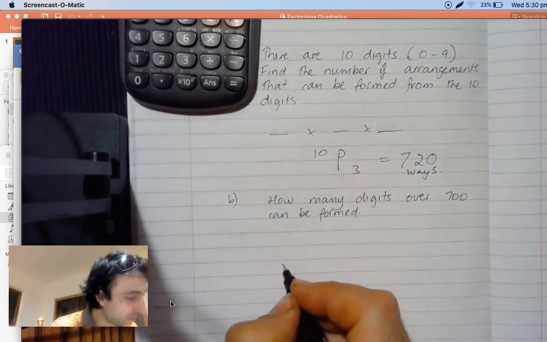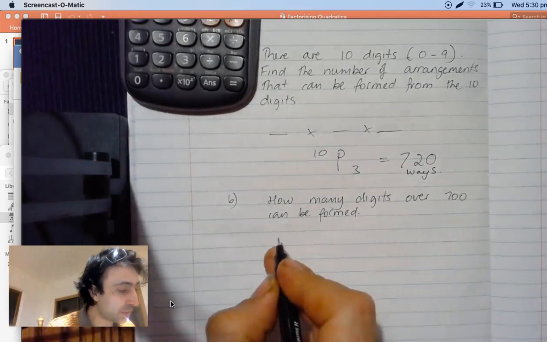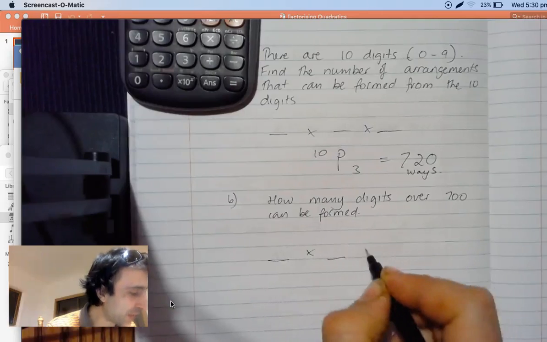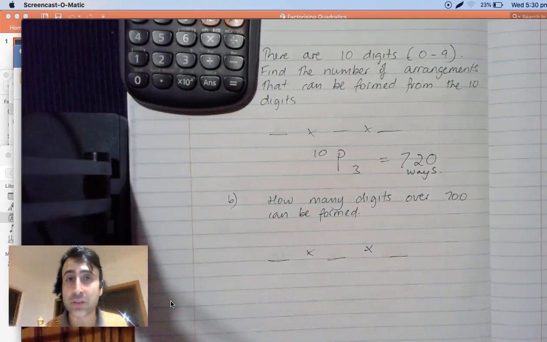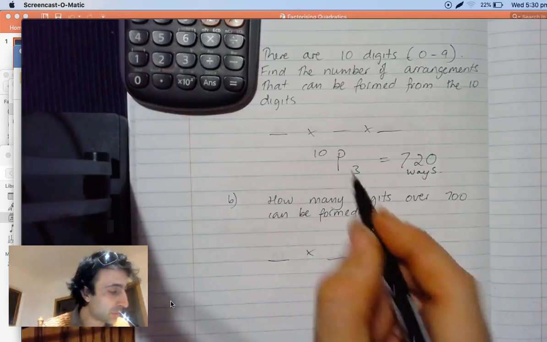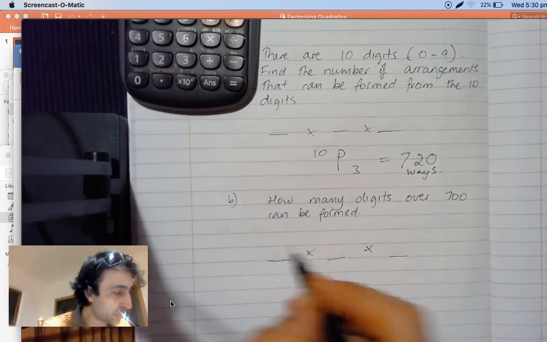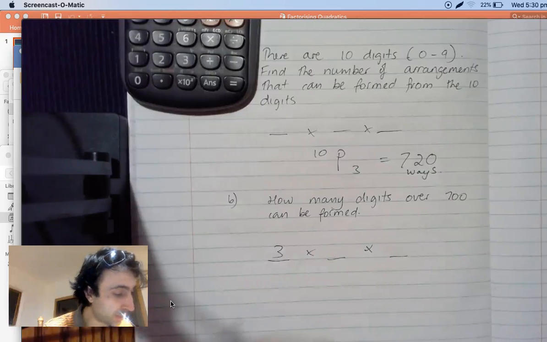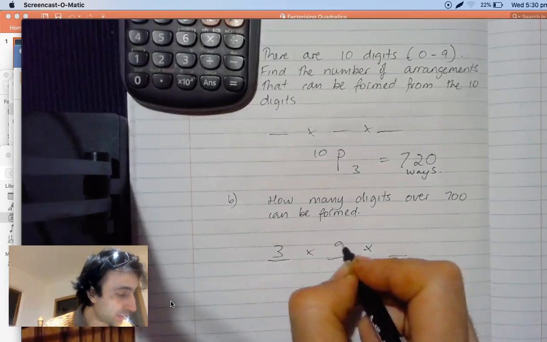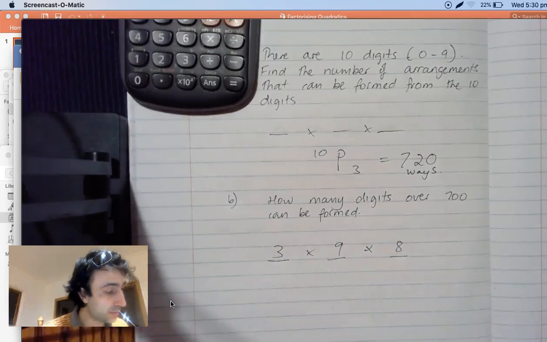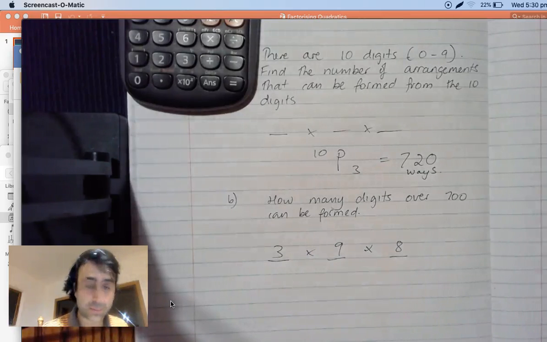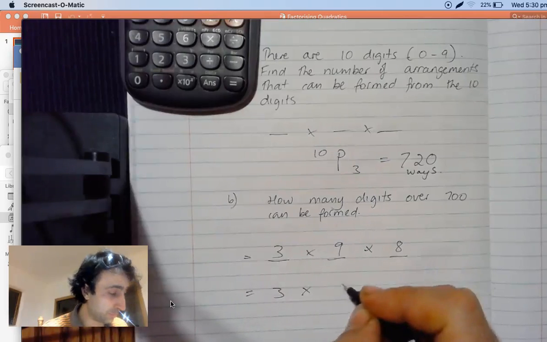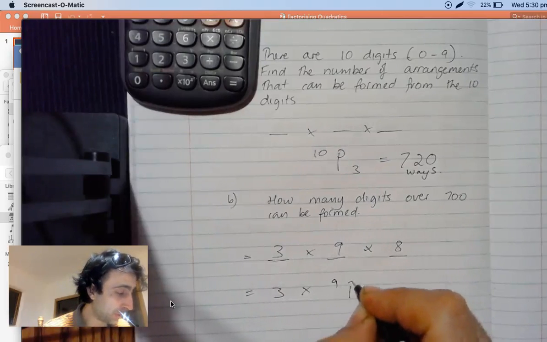In this case here, how many digits over 700 can be formed? If we look at it, this is nice and easy. We can do this without doing a permutation on our calculator. There's only 3 options from 7, 8 or 9 to choose from. So here, obviously there's 9 left, and there's 8 left after that. Now we could also write that as 3 times, from what we've learnt, 9P2.